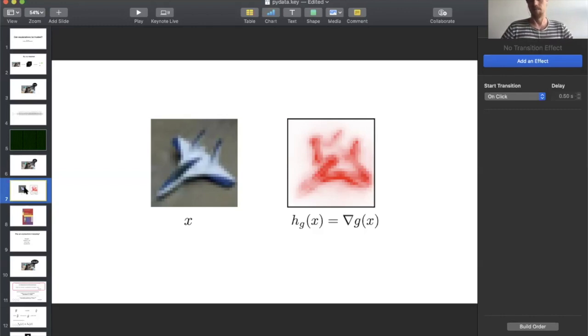And then you can visualize this with this heat map. What you typically do is you just sum the absolute values in each color channel, and you get this heat map. That's the basic idea. Now, this is just the most naive way of doing this and the most naive explanation method.